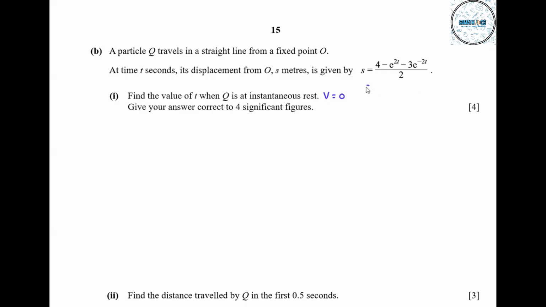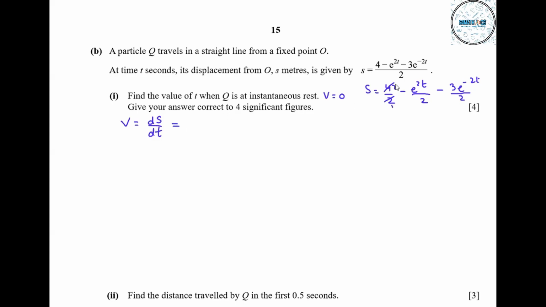Now, first of all, we can simplify this to 4 upon 2 minus e power 2t upon 2 minus 3e power minus 2t upon 2. So this will become 2, ones are 2, twos are 4. So now we need to take out velocity so that we can substitute velocity as 0 and find out the value of t. So velocity is equal to ds upon dt. When we differentiate displacement, then we get velocity.